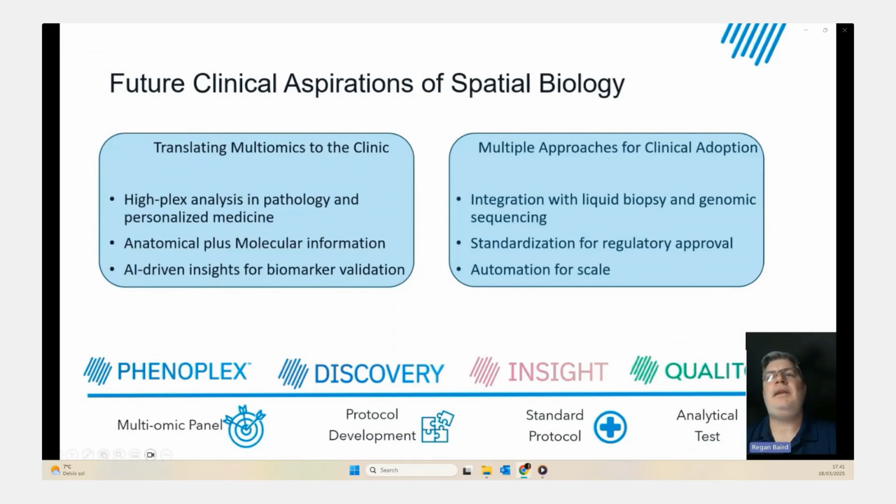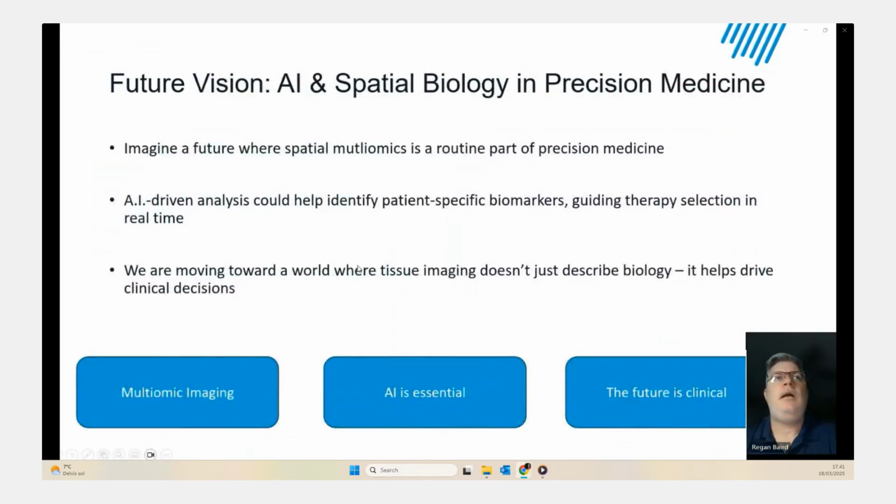They can also be accompanied by companion diagnostic tests, which will make sure that the samples going into the diagnostic tests are of sufficient quality through quality topics. Now, I imagine a future where spatial multiomics is a routine part of precision medicine. AI-driven analysis could help identify patient-specific biomarkers, guiding therapy selection in real time. We are moving toward a world where tissue imaging doesn't just describe biology, it helps drive clinical decisions.